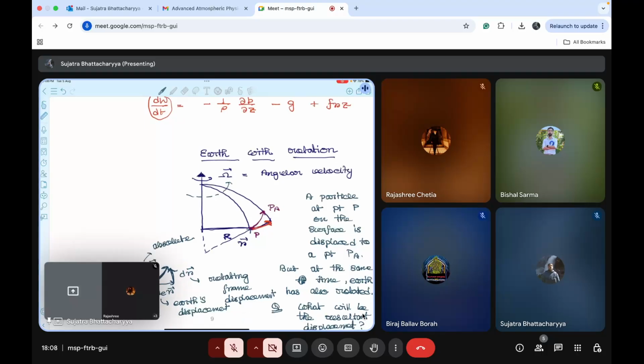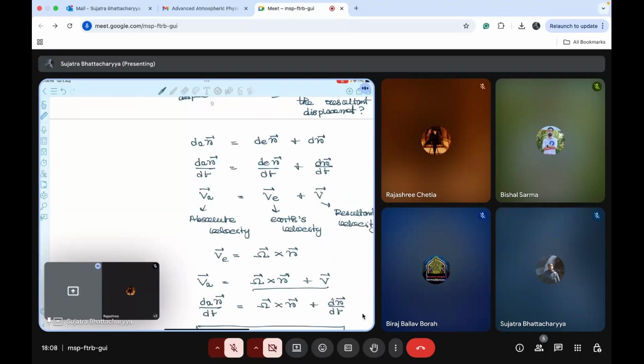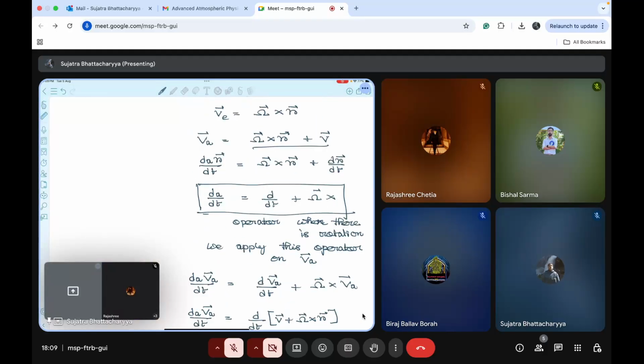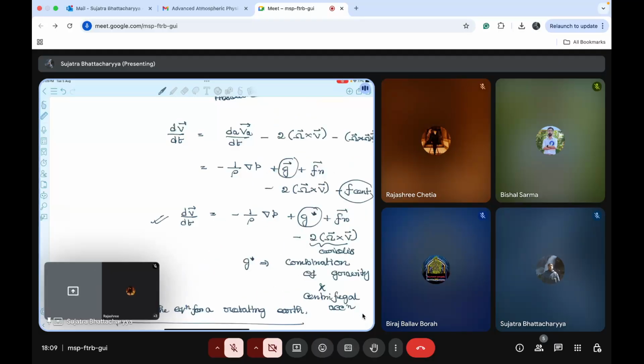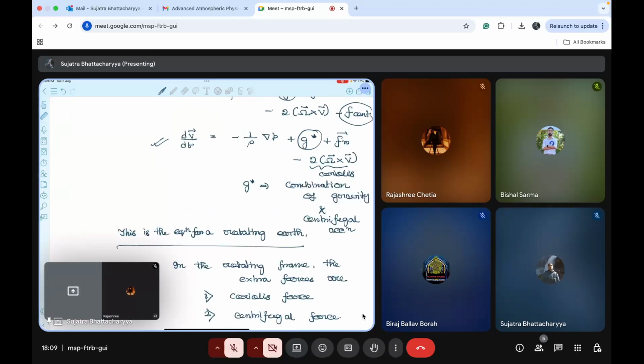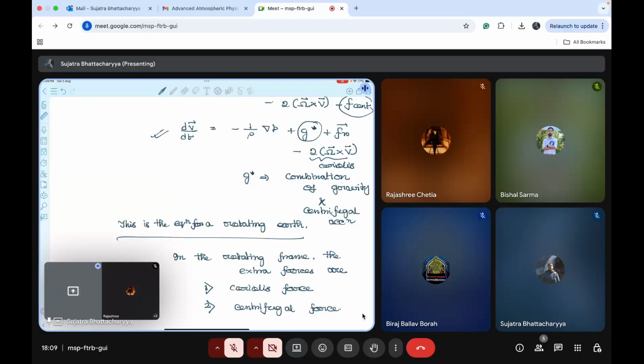Now, for the Earth with rotation, I have derived how you go from a non-rotating Earth to a rotating Earth, and we finally got these expressions, where you get your Coriolis force and your centrifugal force. This centrifugal force is combined with gravity to give you g star. Centrifugal force has very little magnitude, although it is important for directional purposes, in comparison to any other forces on the Earth.